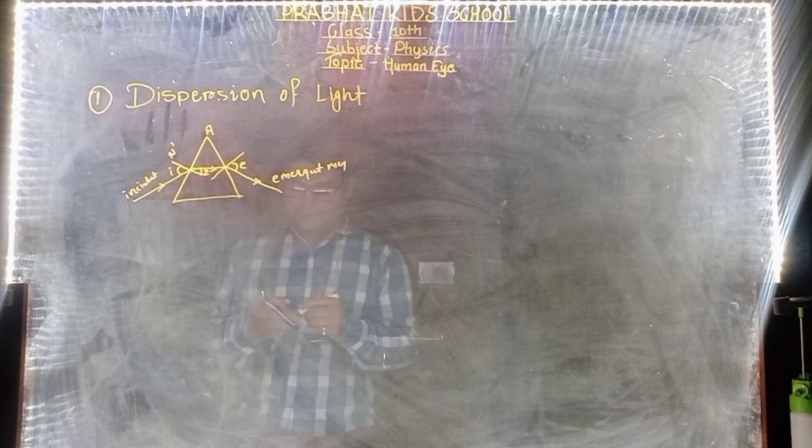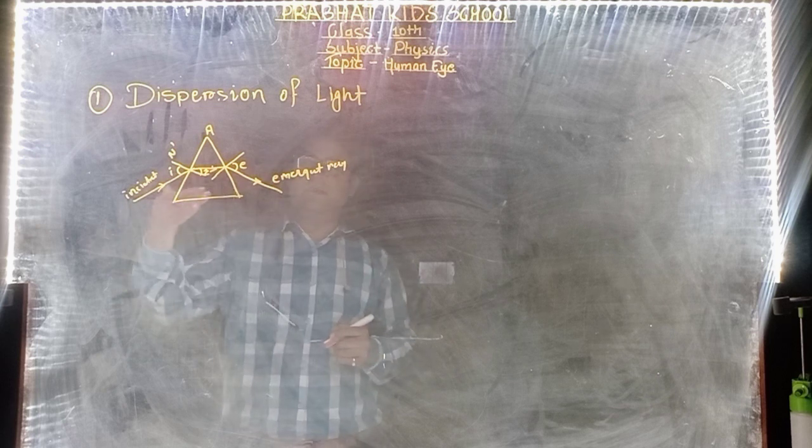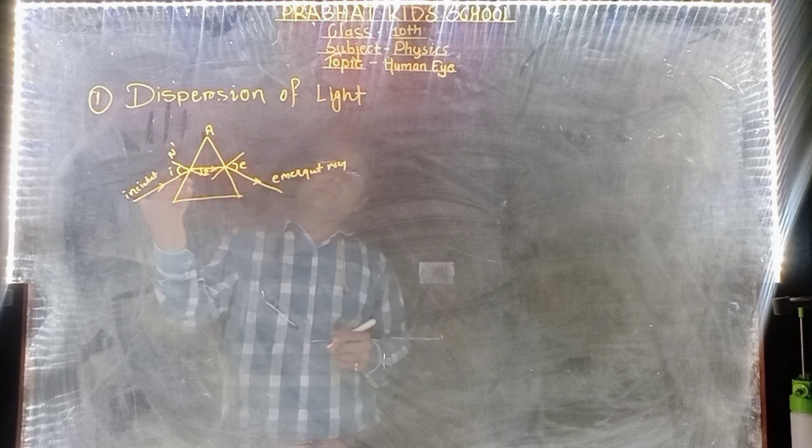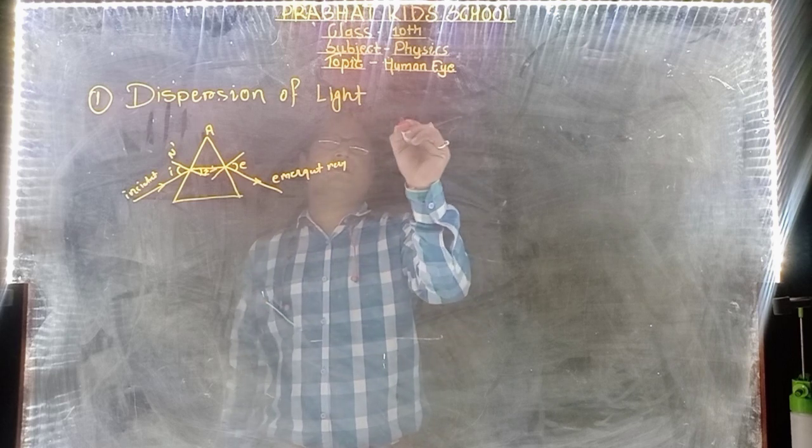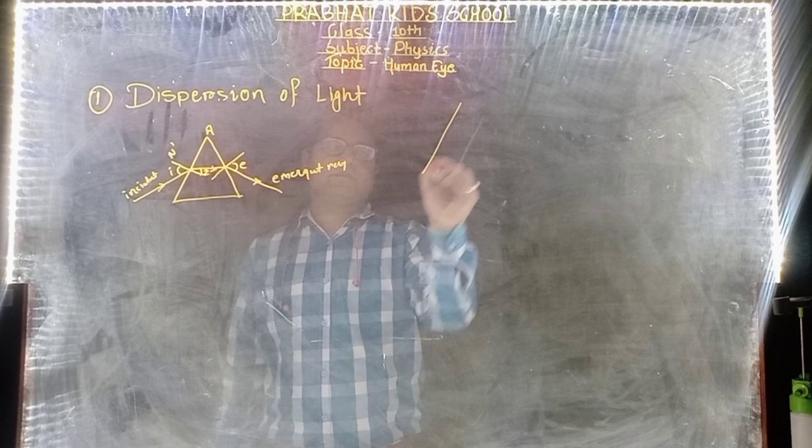So what happens when light enters the prism? It bends towards the normal, and from prism to air, it bends away from the normal. So here the incident ray, refracted ray and emergent ray, three rays are formed. The same way it happens in dispersion. What happens in case of the dispersion of light? Again I am drawing the second prism here, dear student. This is a prism.